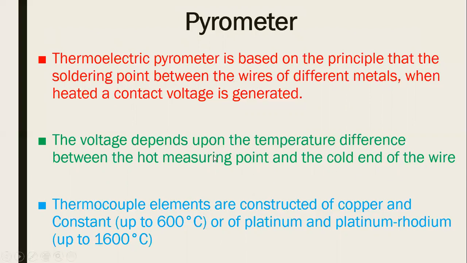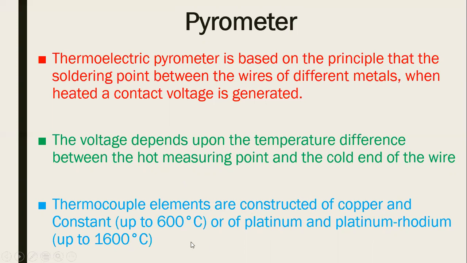So what will happen there? When heat is applied, the point will produce a voltage. It depends on the hot measuring point and the cold end of the wire. Okay, the thermocouple elements are constructed of copper and constantan.